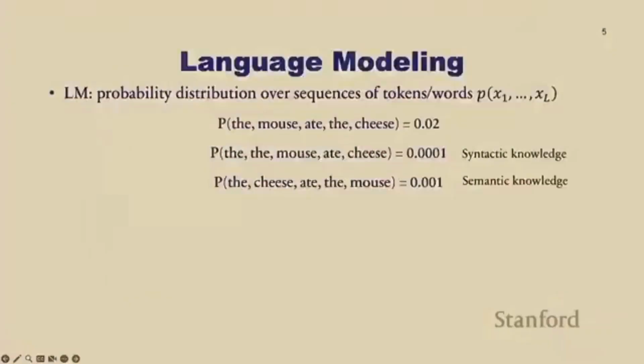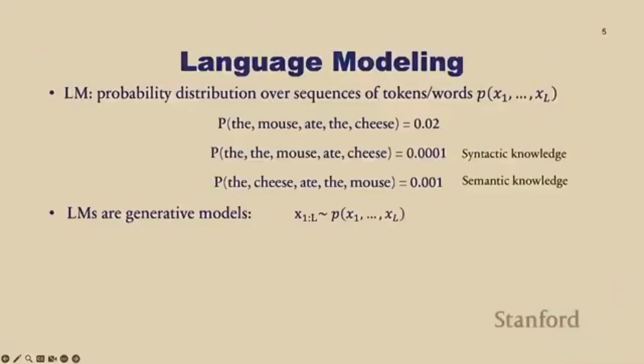If you have another sentence like "the cheese ate the mouse", then the model should hopefully know about the fact that usually cheese doesn't eat mouse. So there's some semantic knowledge, and this is less likely than the first sentence. So this is basically, at a high level, what language models are.